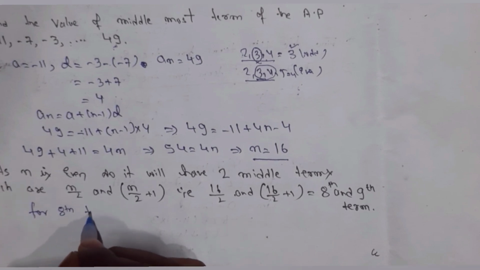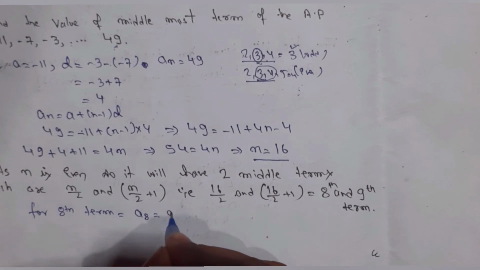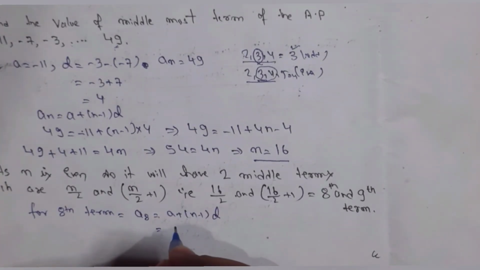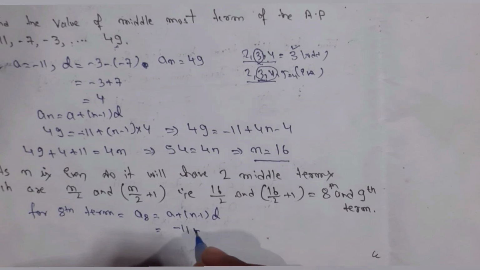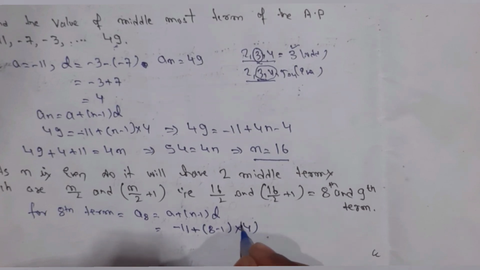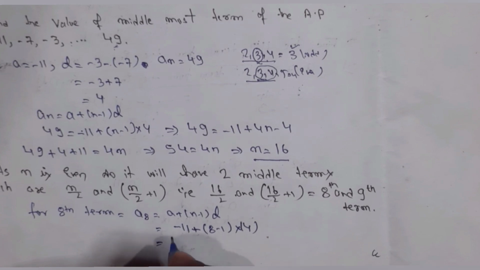For the 8th term, so n is equal to 8. So a_n I have to find out, where a_n is the 8th one, is equal to a plus n minus 1 times d. The same process. So what is the a value? As I told you, 11 will be there, plus 8 minus 1, and d will be how much? I told you the d value is 4. So 4 only. Okay, so when you solve this one, you are going to get 17.